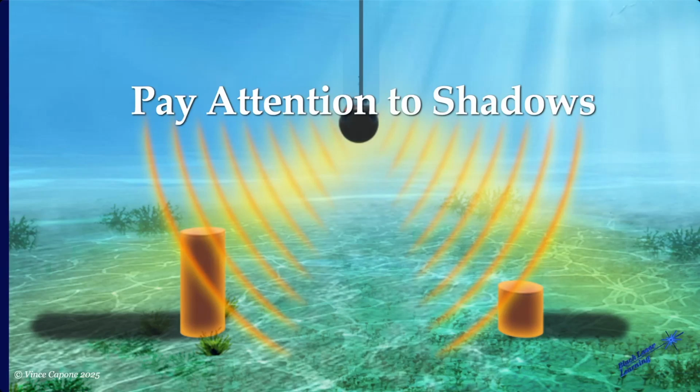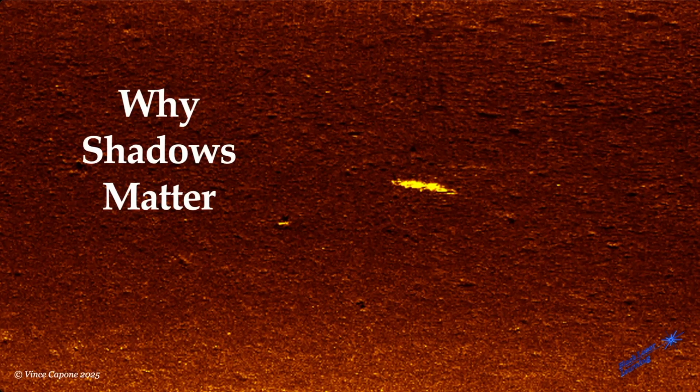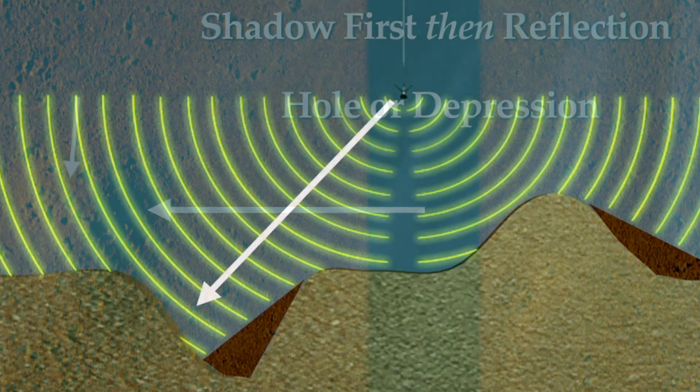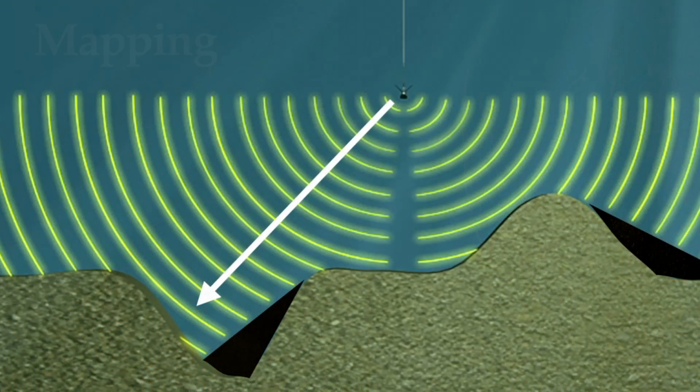Why do shadows even matter? Why are they so important? Shadows provide the sonar analyst with vital information when analyzing sonar data. Would we have known this was a bicycle without the shadow? Shadow first, then reflection indicates a hole or depression; it works differently.